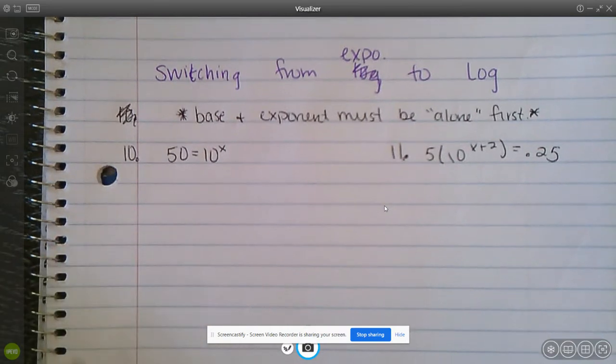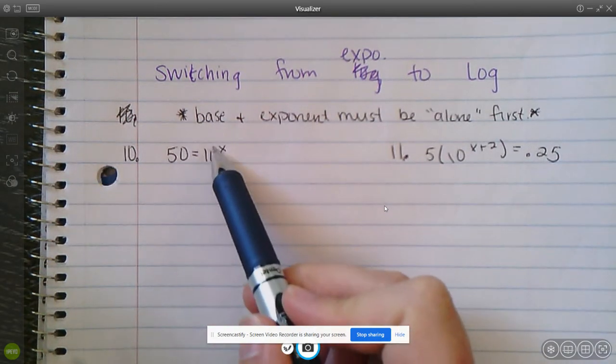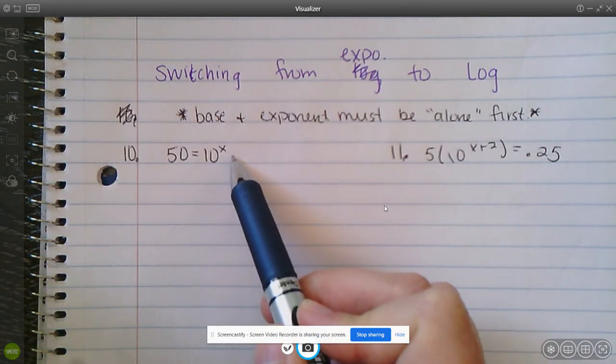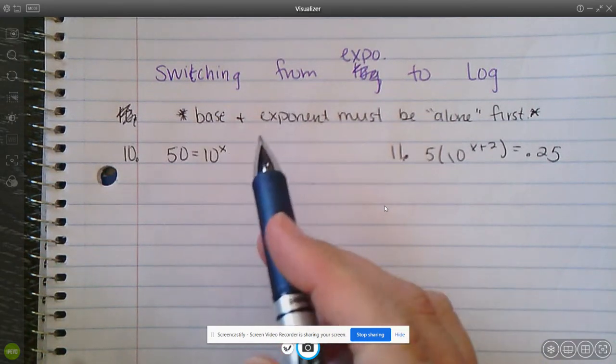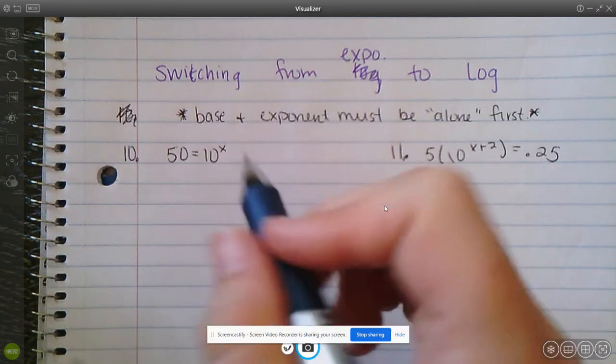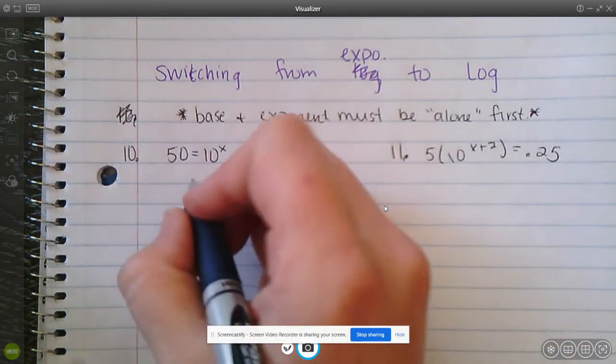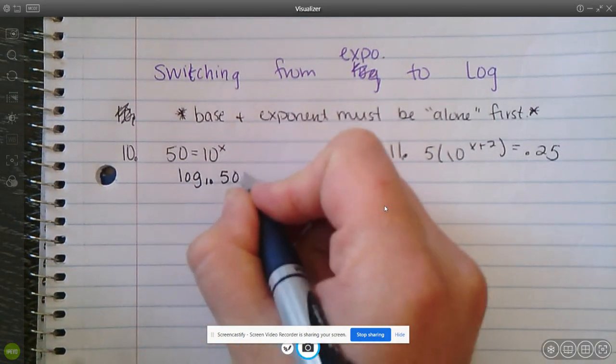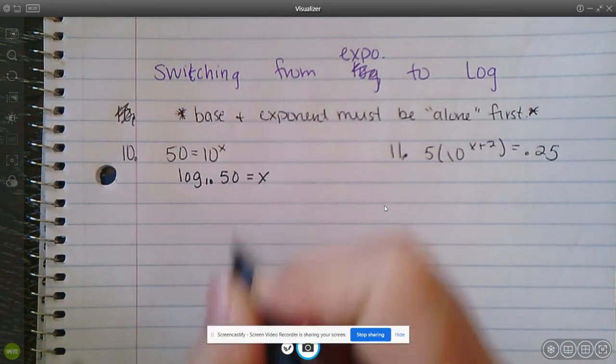Okay, and then the last few problems we have, switching from exponential form to log form. So before you can do that, you have to make sure that your base and the exponent are alone on one side. So here's the base, which is 10, and here's the exponent, which is x. There's nothing else. There's no plus 5, there's no times 10, there's nothing else extra. So when we put this in log form, you're going to have log base 10 of 50 equals x, and you can put that into your calculator.